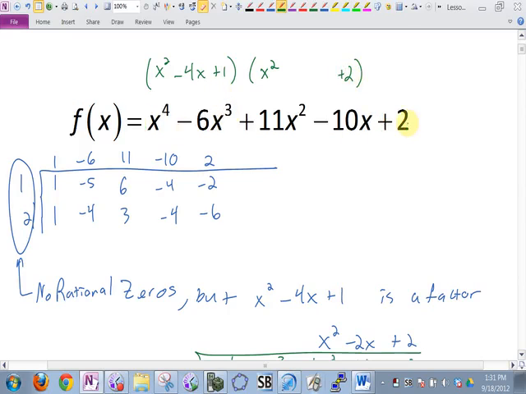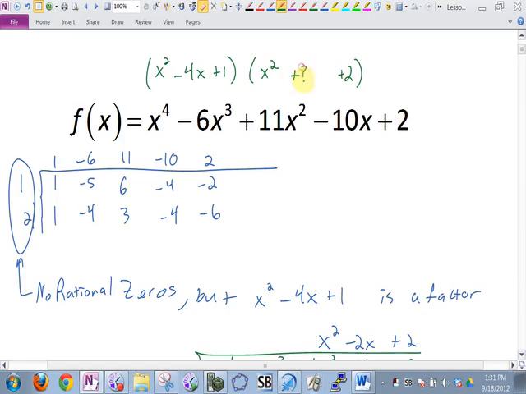Negative 4. I think you would distribute the x squared to the other one, so it had to be negative 2, so you add negative 4 and negative 2, you get negative 6. And then the middle term is just 1.